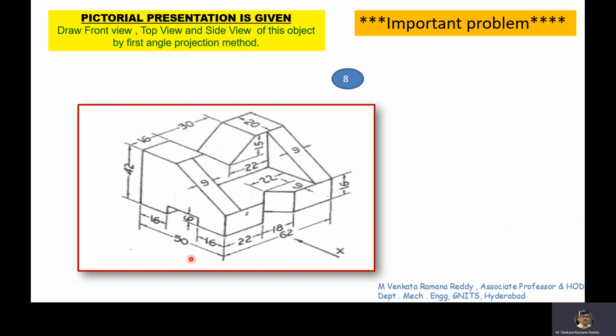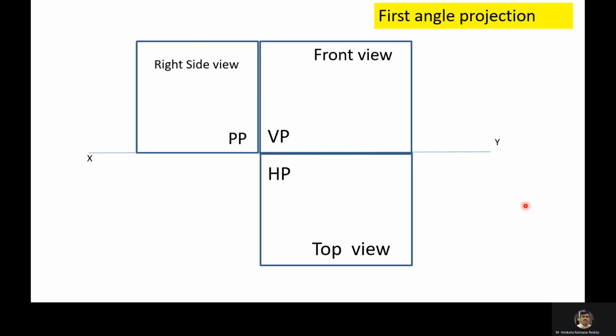This is the given problem. This is the direction of front view. From this pictorial view, we need to draw front view, top view and side view by using first angle projection. This is a very important problem. Now we'll see what we mean by the first angle projection method.